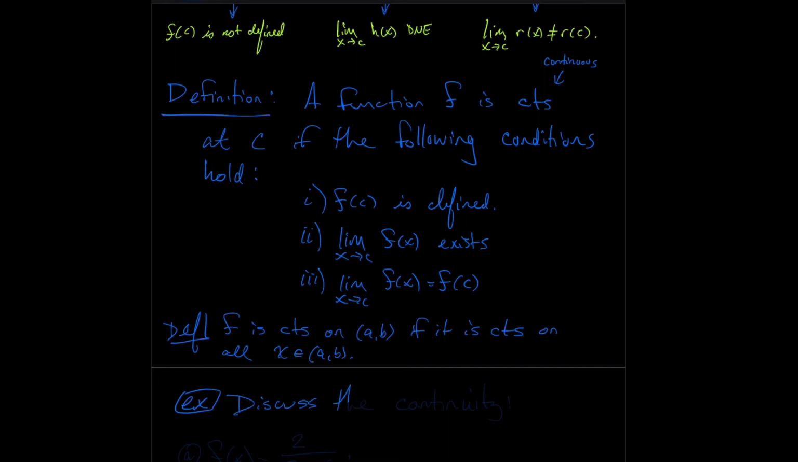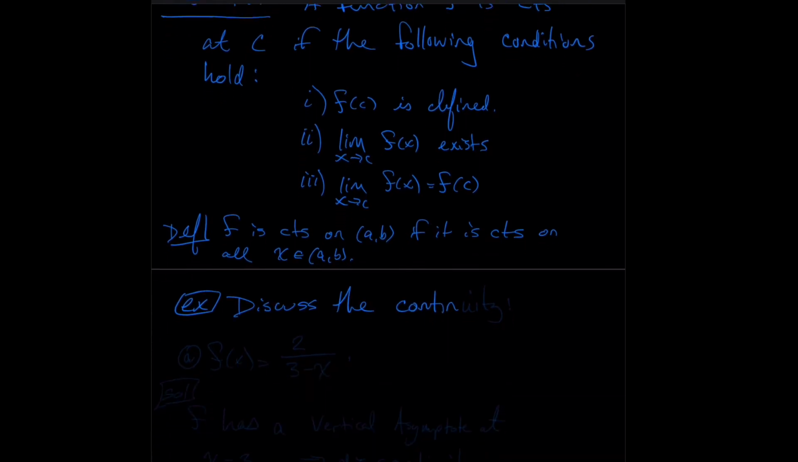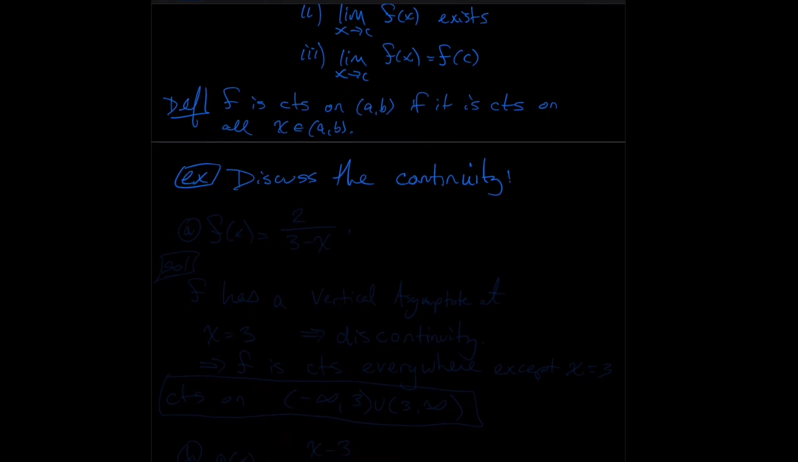So let's look at an example. We want to discuss the continuity, and whenever we do this, we want to basically list the discontinuities if we can, and talk about where it's going to be continuous. So we're given f is equal to 2 over 3 minus x. So we can see very obviously that we can't plug in 3. If we do, we're going to have a vertical asymptote, which is a discontinuity. We can't really get rid of it.